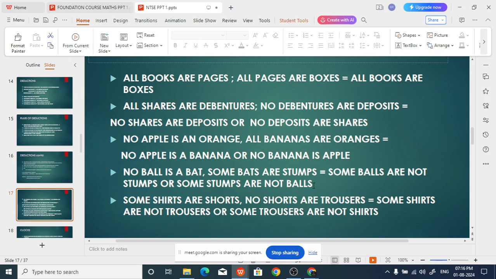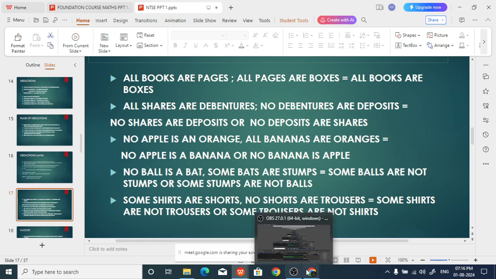Okay? Understood? Some of you are finding it difficult, I think. See, if one statement is negative, answer has to be negative. If one statement is particular, answer has to be particular. So here particular has to come, negative has to come, common term bat should not come. Then you are left with stump and ball, no problem. So that is why I ask you to follow these rules.